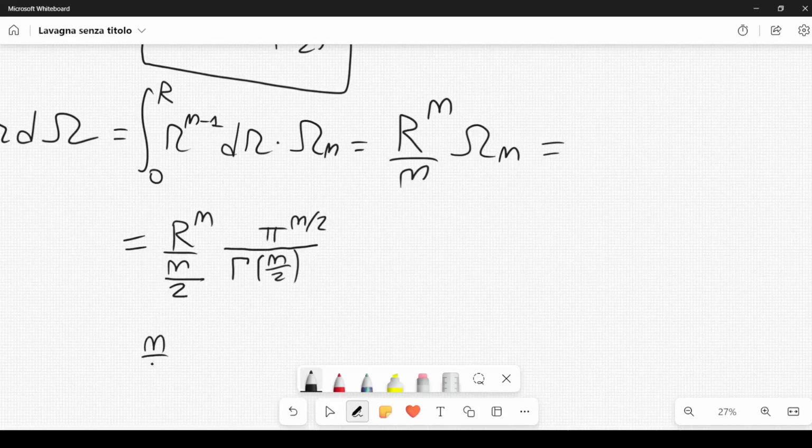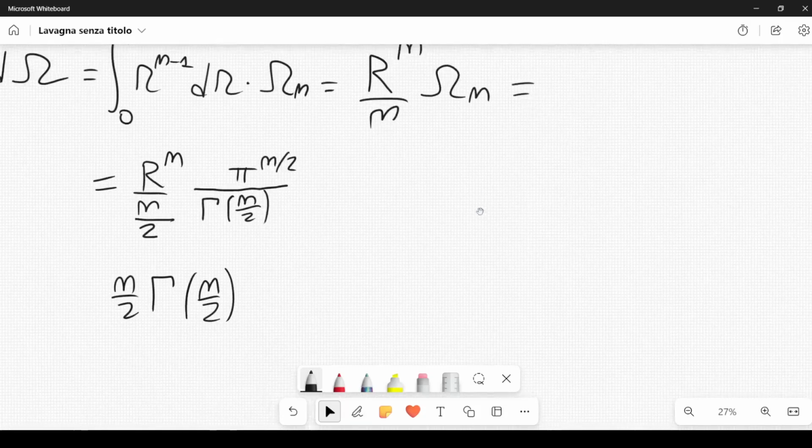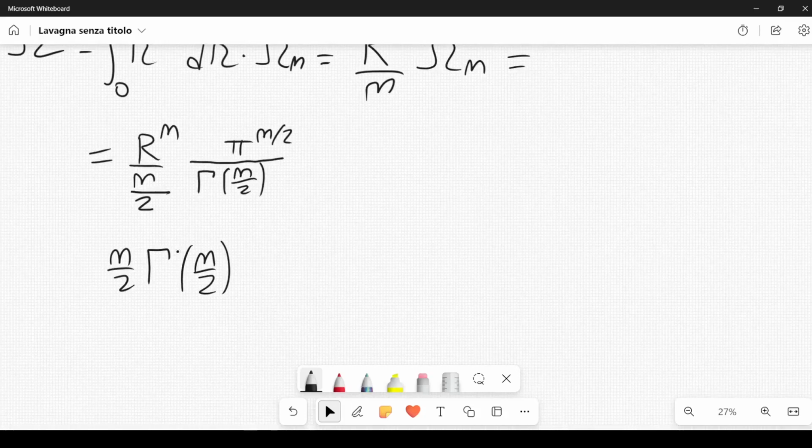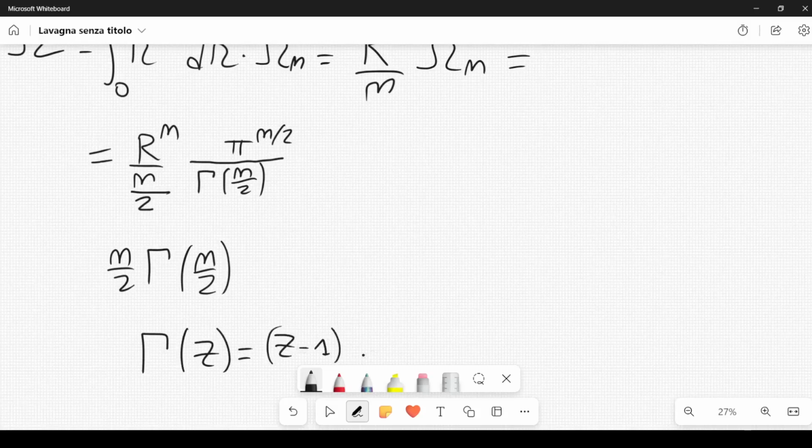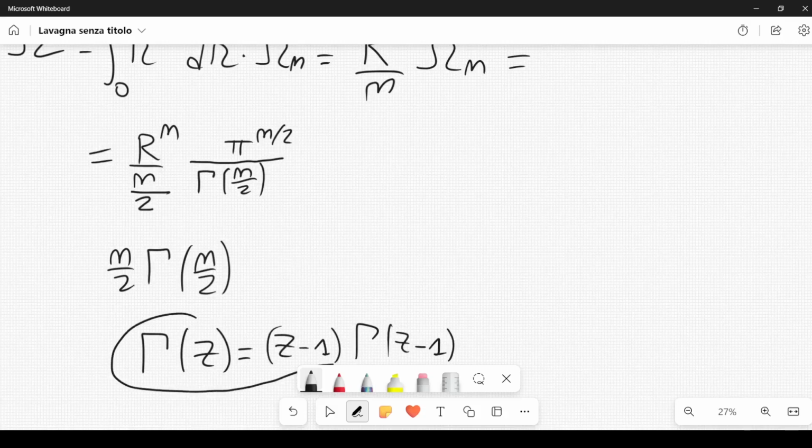So you have n over 2 in the denominator, which multiplies gamma of n over 2. There is a simple property of the gamma function, which tells you that gamma of z is equal to z minus 1 times gamma of z minus 1. So you can use this property there. This is a simple property to check, but I'm not going to do any derivation here in this video. I have provided other derivations in other videos.